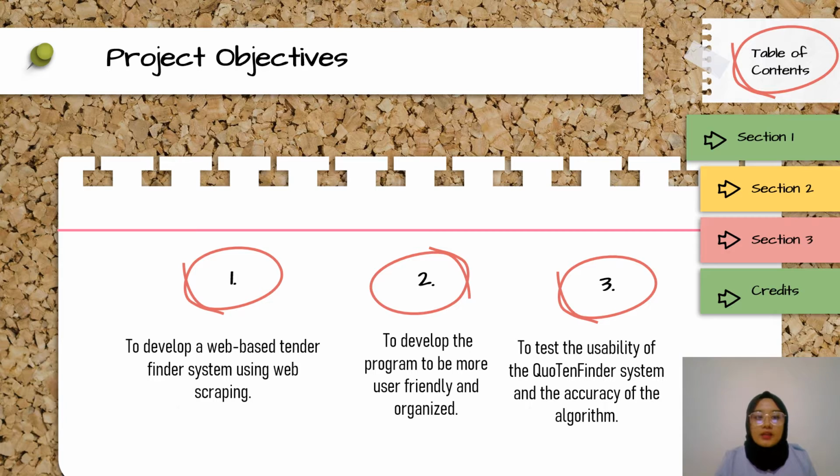Here is the project objective. The first one is to develop a web-based tender finder system using web scraping. The second one is to develop the program to be more user-friendly and organized. And the last point is to test the usability of the QuoTenFinder system and the accuracy of the algorithm.